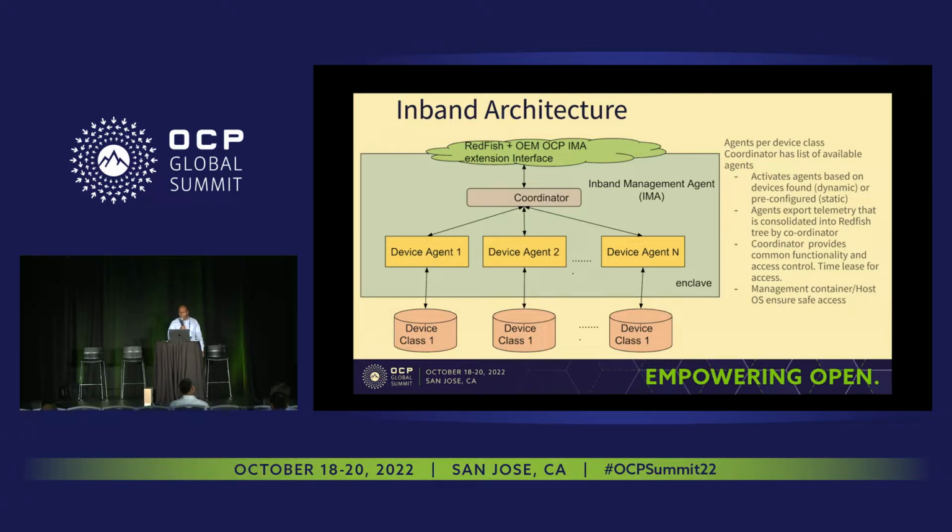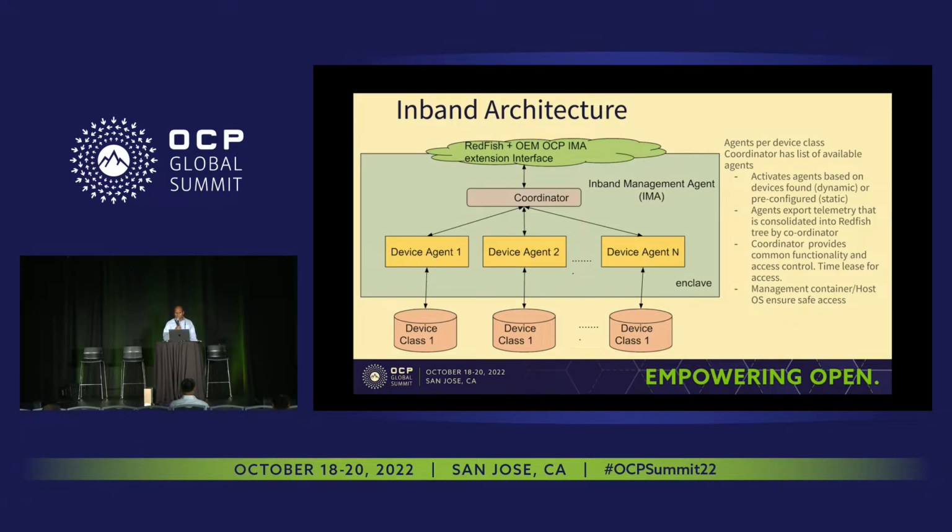What the in-band management agent does is activate the agents either dynamically, where it does a scan, figures out the devices and has a pre-configured list from which to activate, or it can be a static list that is set and it tries to activate them. Agents export the telemetry, and the coordinator is there to consolidate the telemetry exported by the different agents. The coordinator also provides a bunch of common functionality.